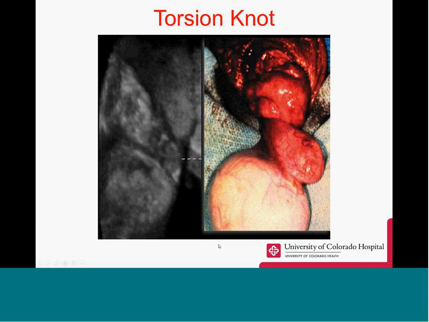Here is the torsion knot on ultrasound. It looks like a twisted appearance. Here on pathology, you can see why that would change the position of the testicle. It has to rotate around 540 degrees to be considered a complete torsion.